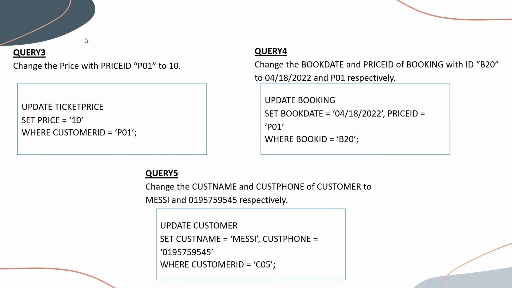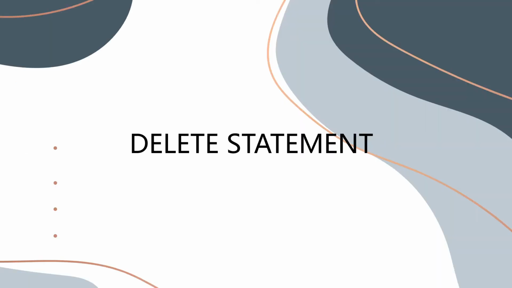For query 3, we want to change the price based on price ID. Then we want to update the book date and price ID of booking based on book ID. And for query 5, we want to change the customer name and customer phone of customer respectively. For number 3, we have the delete statement.